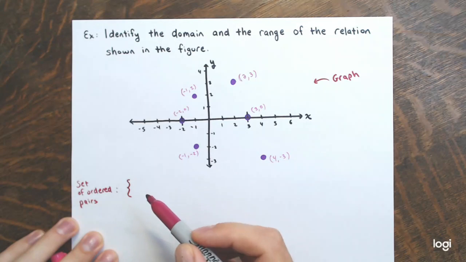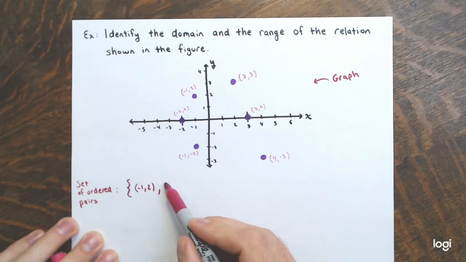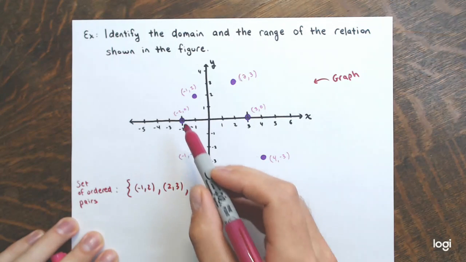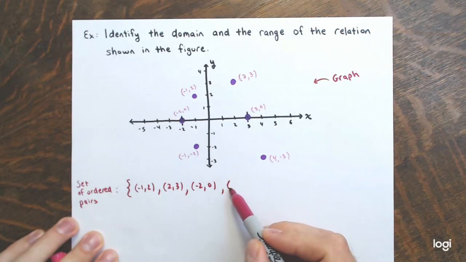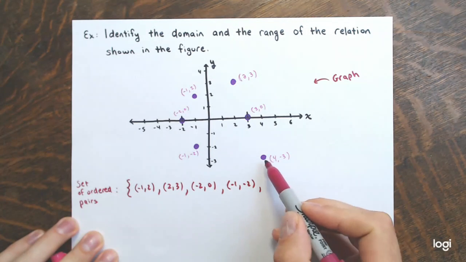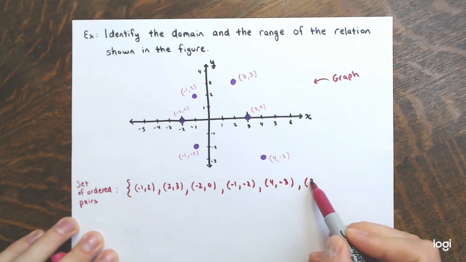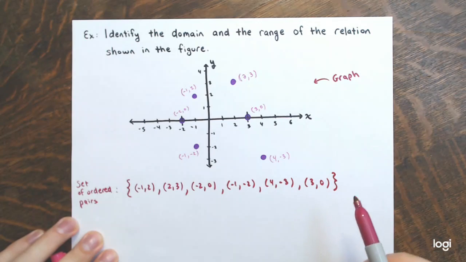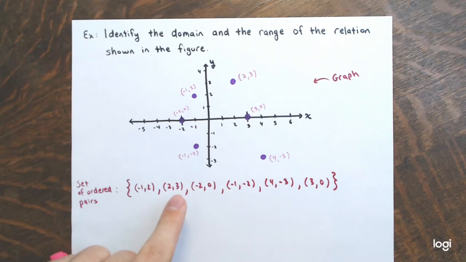Right, as a set of ordered pairs, I've got the -1, 2, and the 2, 3, and the -2, 0, and the -1, -2, and the 4, -3, and the 3, 0. Right? And there's another way. This picture, this graph, and this set of ordered pairs I have just drawn represent the same relation. Right? They mean the same thing. They say exactly the same stuff.